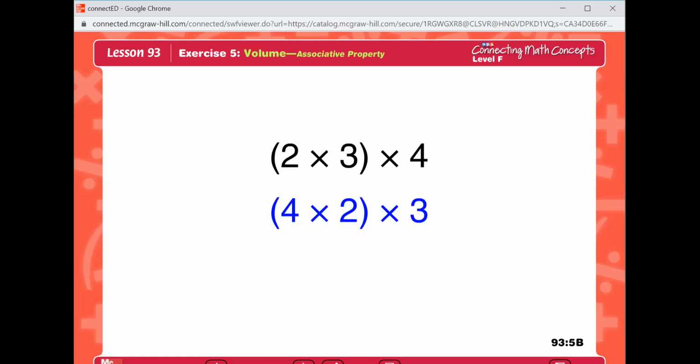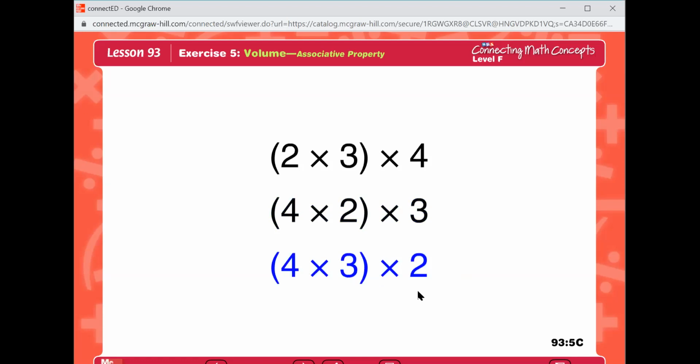Let's scramble the numbers again. Read this equation in blue. 4 times 3 times 2. What does 4 times 3 equal? 4 times 3 equals 12. And what does 12 times 2 equal? 12 times 2 equals 24.